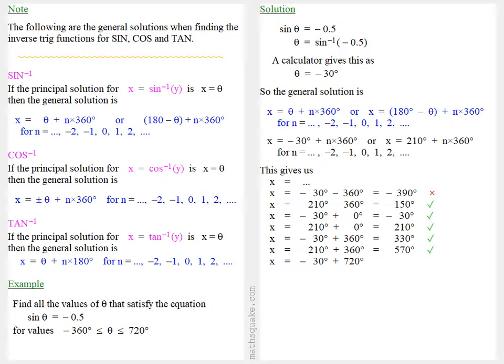If n is 2, then x is equal to minus 30 plus 720 degrees, which is 690 degrees, which is inside the range, or x is equal to 210 degrees plus 720 degrees, which is 930 degrees, which is outside the range. So the values of theta we want are minus 150 degrees, minus 30 degrees, 210 degrees, 330 degrees, 570 degrees, or 690 degrees.